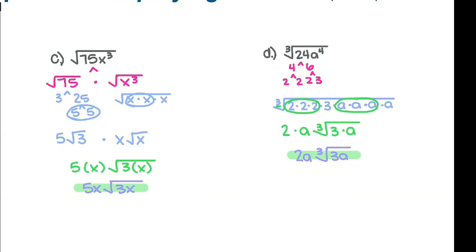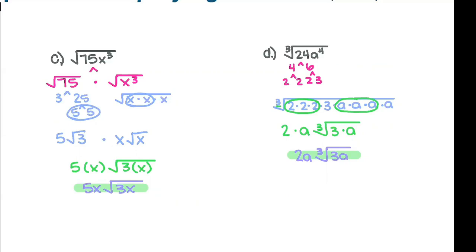So I don't care doing it that way. There's also another way to do it, which you might have done in the past as well. With D or even with C, if your index is a specific number, like with D, it's 3, and you have a number raised to a power or a variable raised to a power, you can divide that power by the index in order to simplify it.